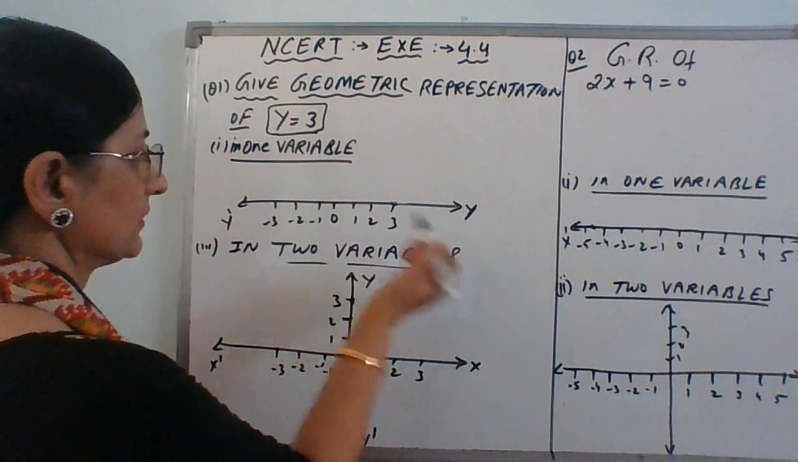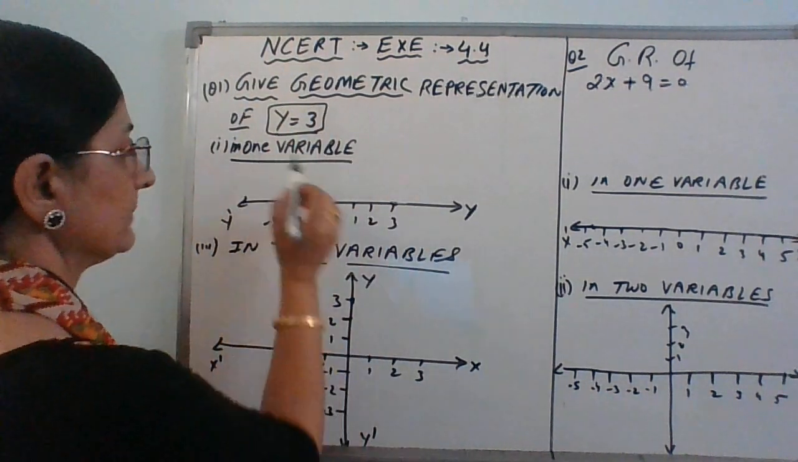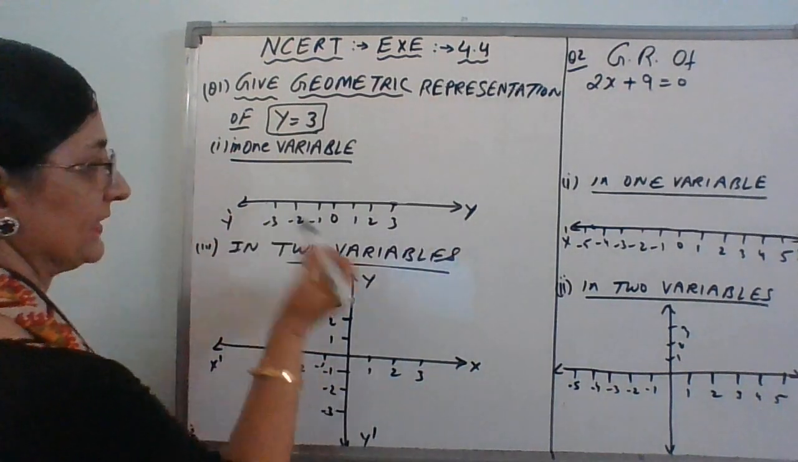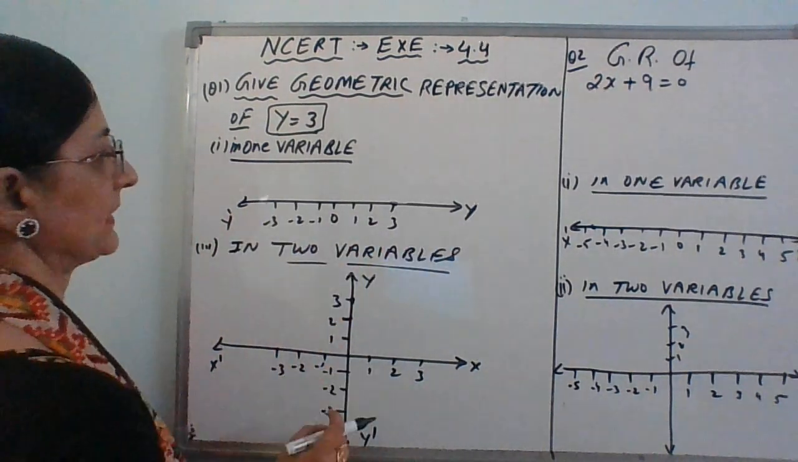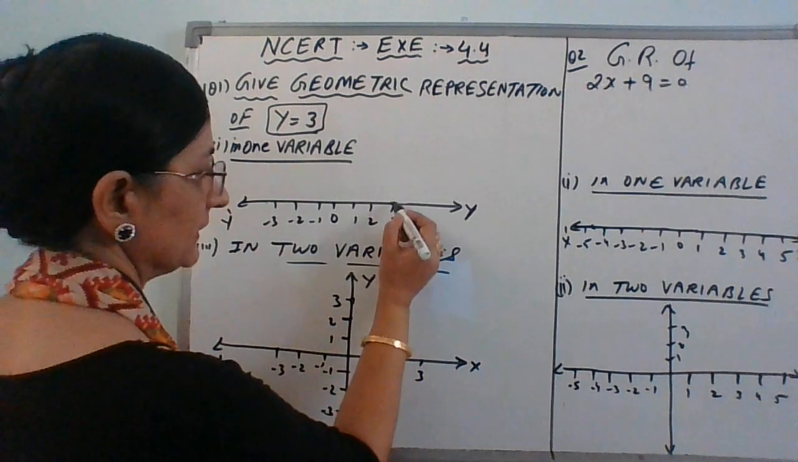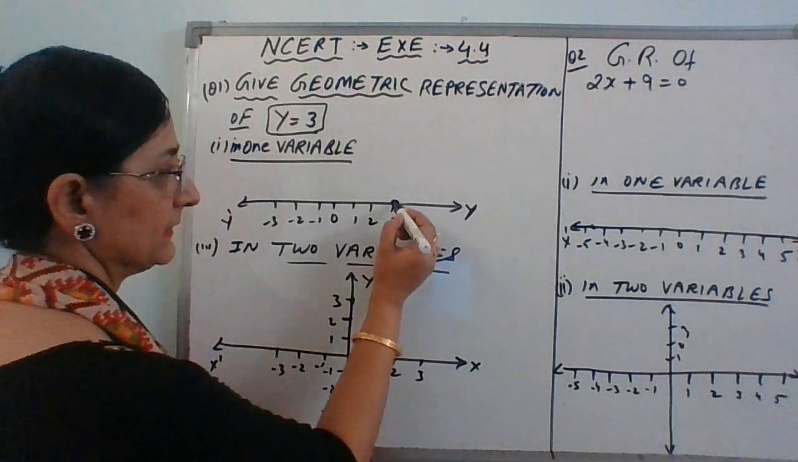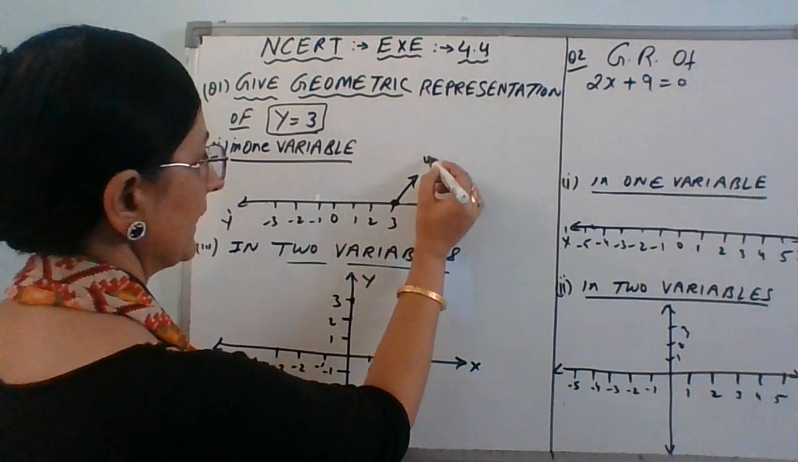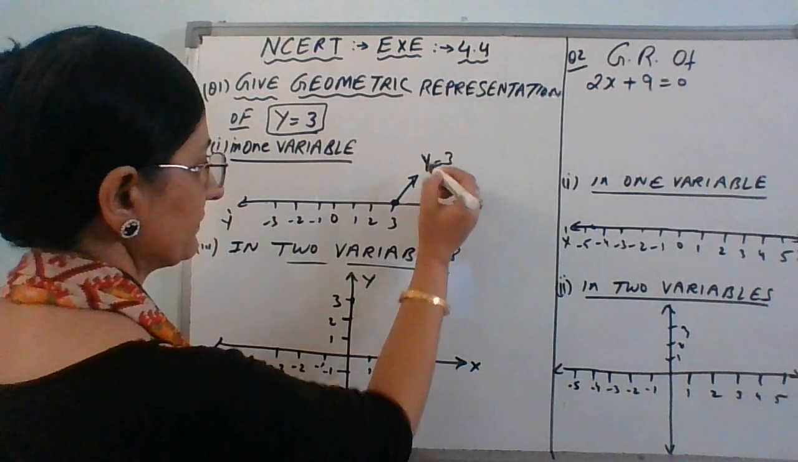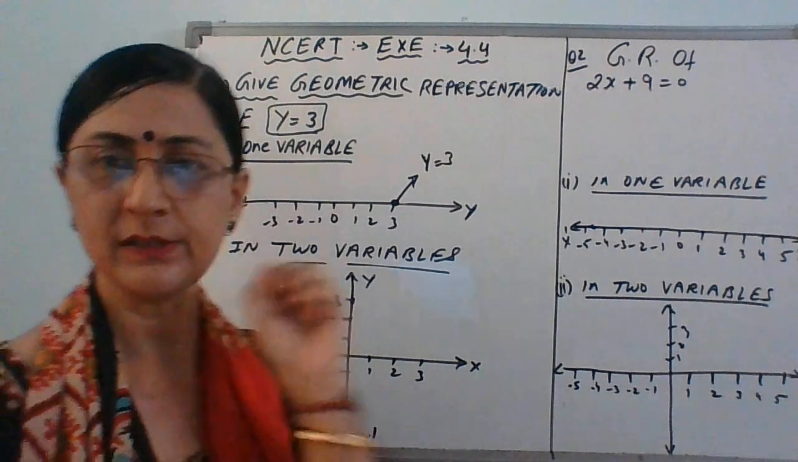Here the y value is 3. Just take one axis. One variable means one axis, y and y dash. 0, 1, 2, 3 and minus 1, minus 2, minus 3. Where is y equal to 3? Here. So in one variable, you just have to put a dot. So this is y is equal to 3.